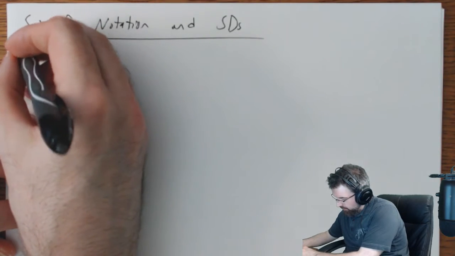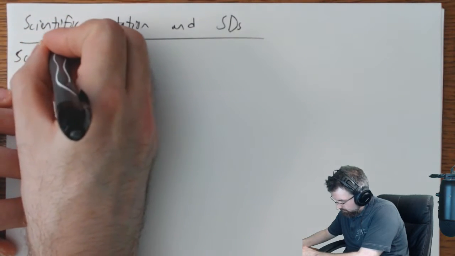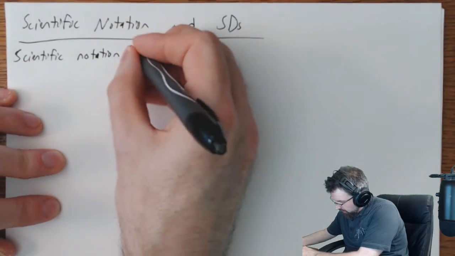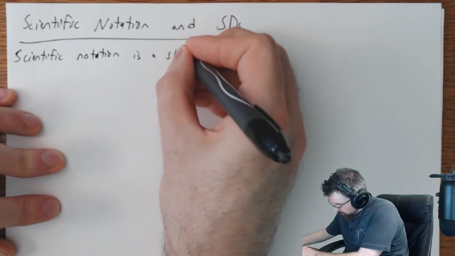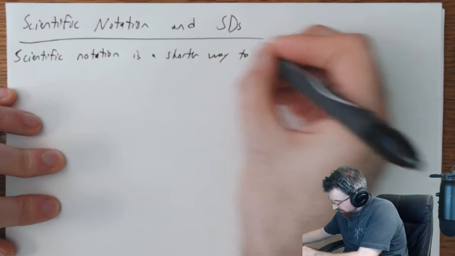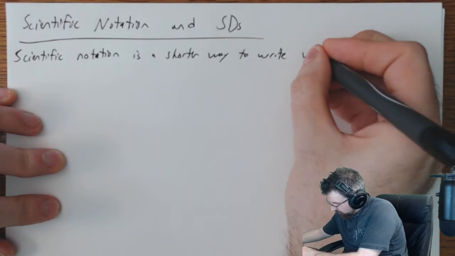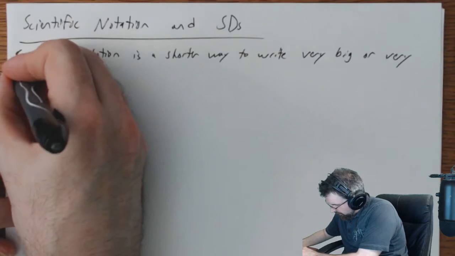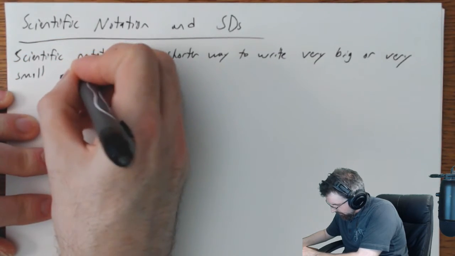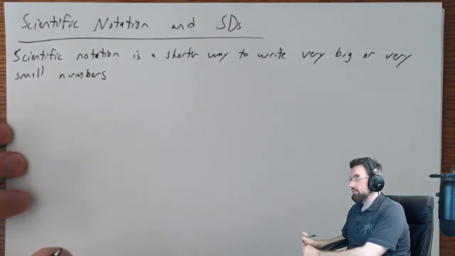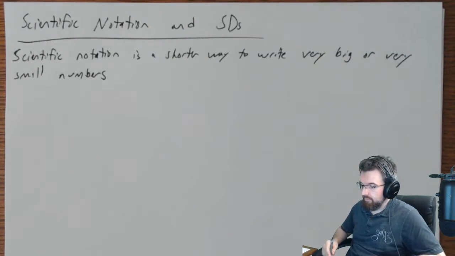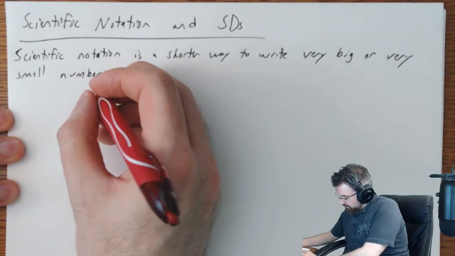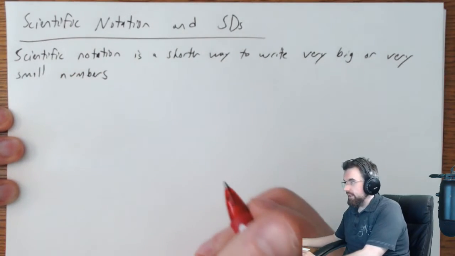So scientific notation, as we might already know, is a shorter way to write very big or very small numbers. That's how it's usually introduced. And it does do that. So for example, say we had the speed of light in a vacuum.